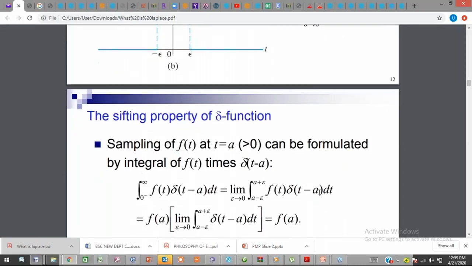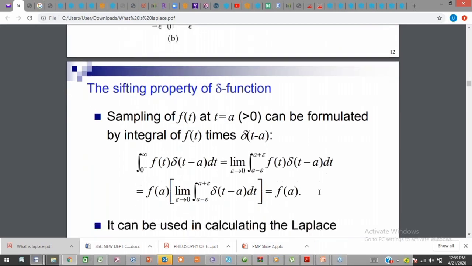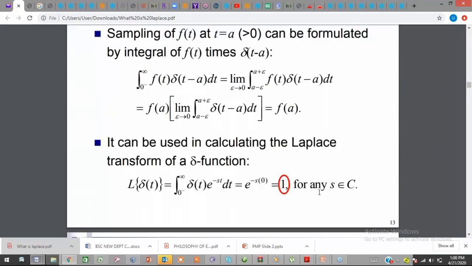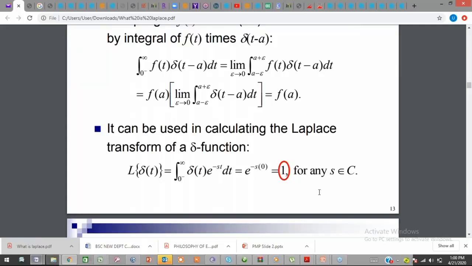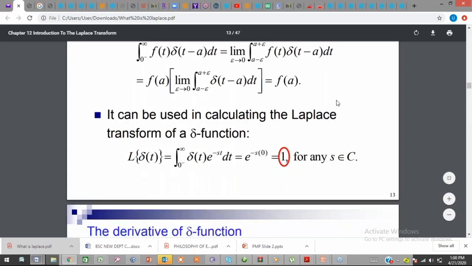If you check your screen, you can see what we've achieved so far. It can be used in calculating the Laplace transform of a delta function. So we can get everything from this place we are seeing. You'll be able to see some of the formulas stated here. These are the unit steps that we can also look at to solve the Laplace transform.